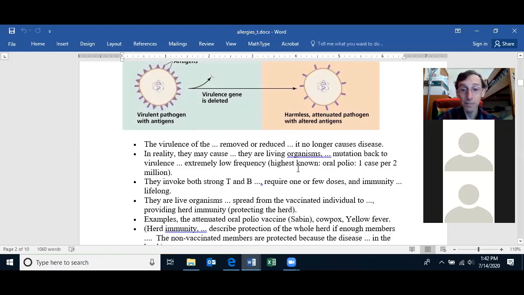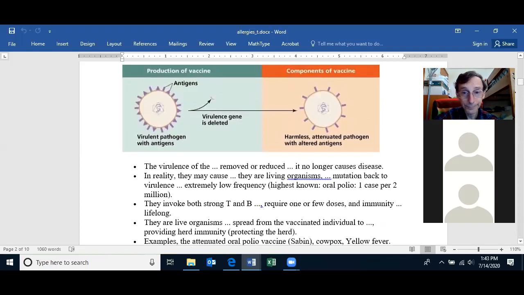So this is a concern, and anytime you use an attenuated live vaccine, in about 1 case per 2 million cases, the vaccine will mutate into virulence. With the Salk vaccine, the United States doesn't use that vaccine anymore. They use the Sabin vaccine. Hopefully I've got the names right, meaning they're not using the attenuated live vaccine for polio anymore in the United States. They're only using the dead vaccine, and we'll talk about that in a moment.